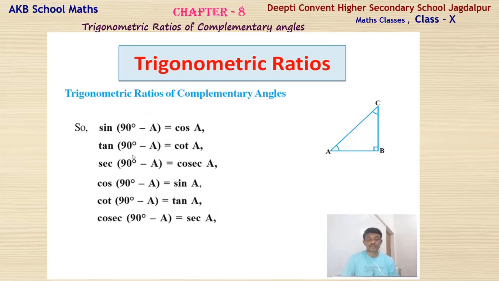cos A, tan of 90 minus A equals cot A, sec of 90 minus A equals cosec A, cos of 90 minus A equals sin A, cot of 90 minus A equals tan A, cosec of 90 minus A equals sec A. Sin changes to cos, tan to cot, sec to cosec, cos to sin, cot to tan, cosec to sec. These are the changes for 90 minus A. These are very, very important relations for solving questions, so remember them.